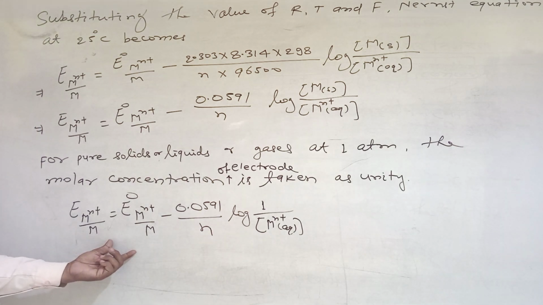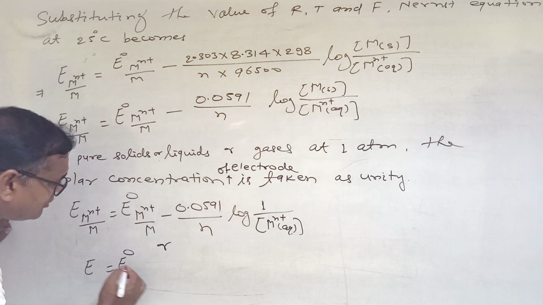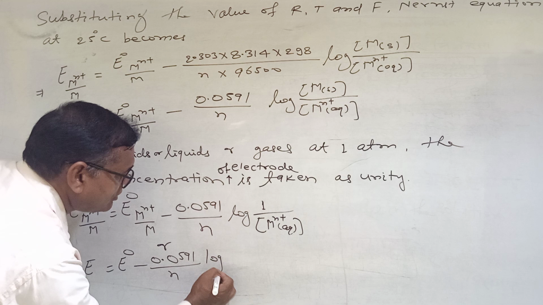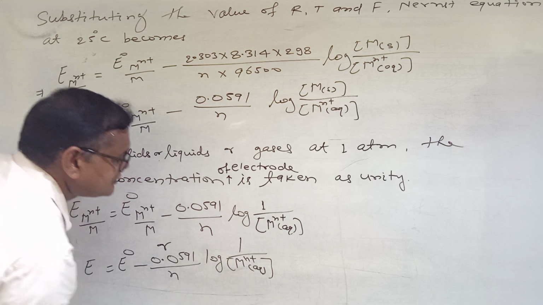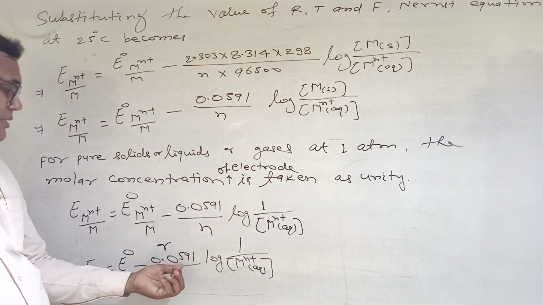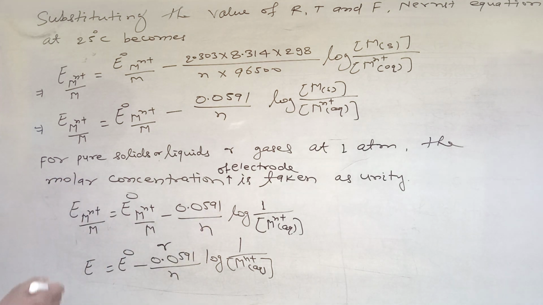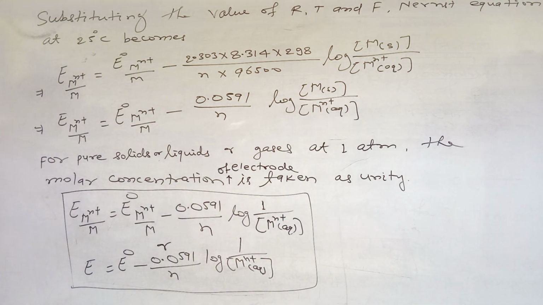It is the Nernst equation for electrode potential. Now we write it in general form: E is equal to E naught minus 0.0591 upon n log 1 upon the molar concentration of ions in the solution. Here we can remove the 1 if you want. It is the Nernst equation for electrode potential.